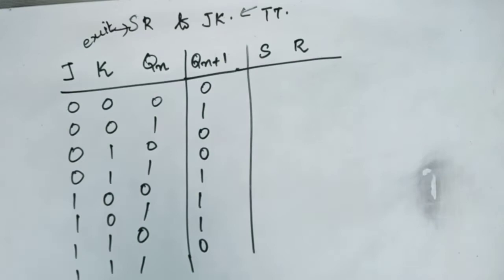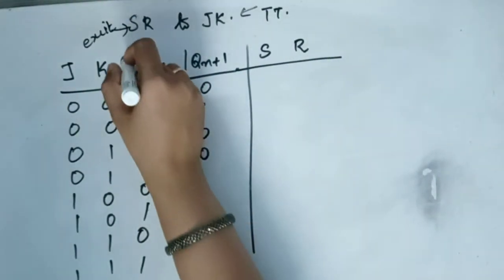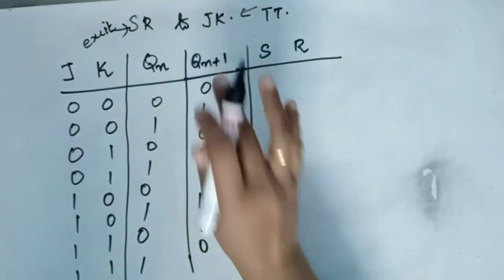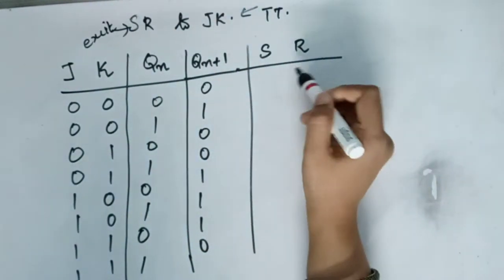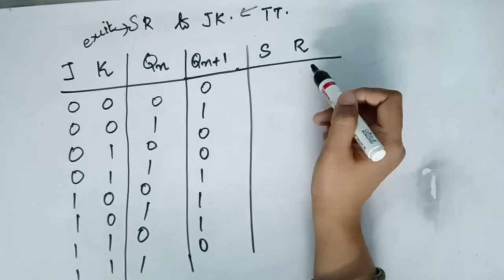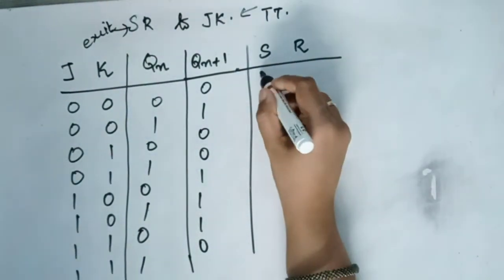So for that you have Qn and Qn plus 1. So 0 0 for SR flip-flop is 0, don't care.